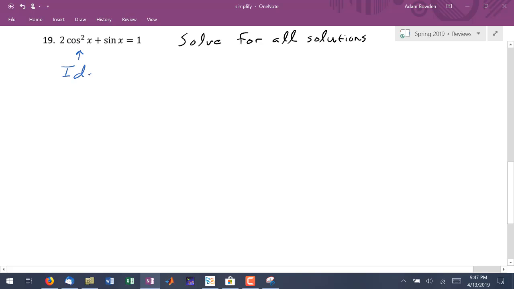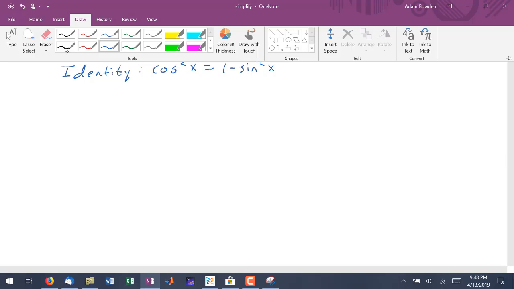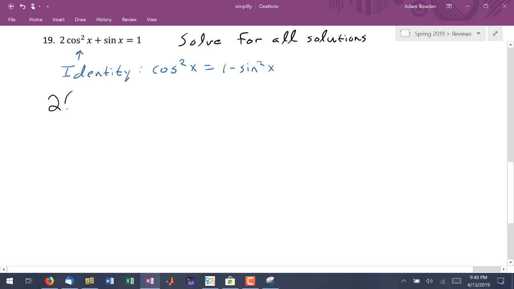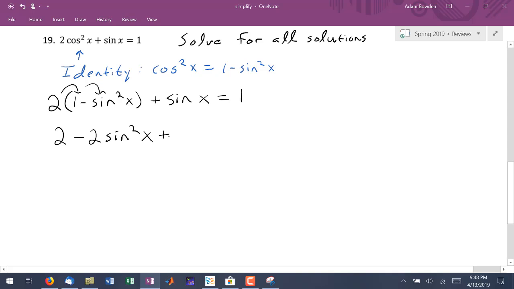So in this case, the cosine squared, I can apply the identity cosine squared x equals 1 minus sine squared x to this equation. If I do so, this is going to turn it into 2 times 1 minus sine squared x plus sine x equals 1. And after we distribute the 2, we get 2 minus 2 sine squared x plus sine x equals 1.